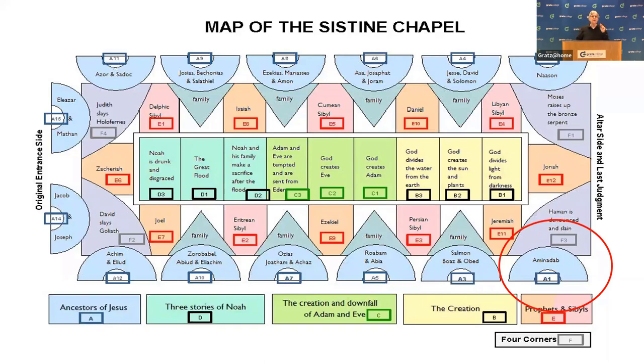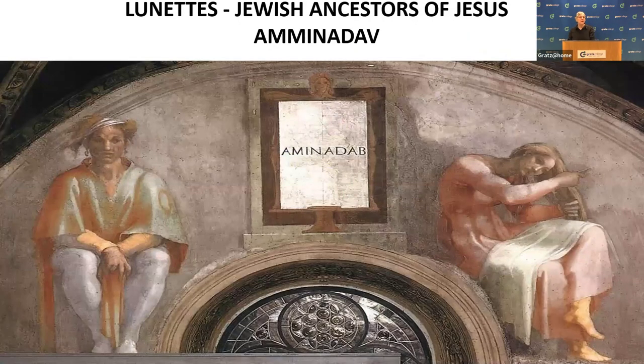And we're going to look at the first person that Michelangelo puts up on the ceiling as part of the ancestry of Jesus. And the Gospel of Matthew and the Gospel of Luke in the New Testament both have the lineage of Jesus going all the way back to Abraham. But of course, there isn't room on the Sistine Chapel for all of them. So I'm just going to show you some examples of some of the Jewish ancestors of Jesus. So the very first one is Aminadav.